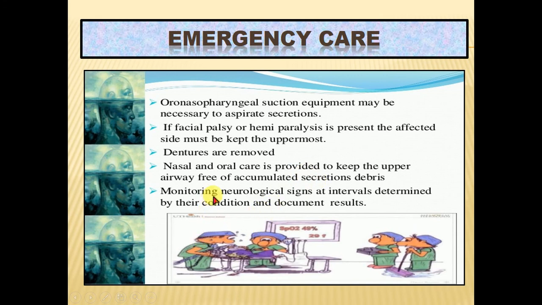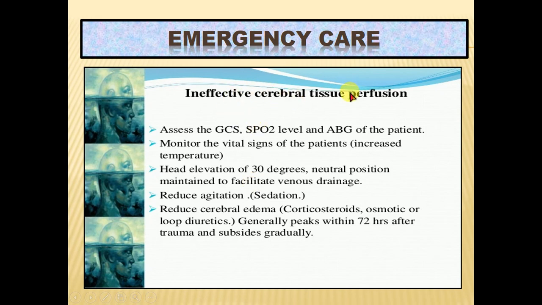Okay, next we need to monitor neurological signs. And how do we monitor? We take the Glasgow Coma Scale, and depending on the Glasgow Coma Scale, we monitor the neurological signs and symptoms. Okay. Now is ineffective cerebral tissue perfusion. So this is the nursing diagnosis. So what do we do? We assess the Glasgow Coma Scale and SpO2 level. For SpO2 we have a pulse oximeter, by using which we can monitor the oxygen level of the patient non-invasively, and we take the arterial blood gas. Okay. So first is GCS, a neurological assessment. Second, we find the oxygen saturation, SpO2, by using a pulse oximeter, which is a non-invasive technique. And third is ABG. By that we can find out whether the patient is in acidosis or alkalosis.